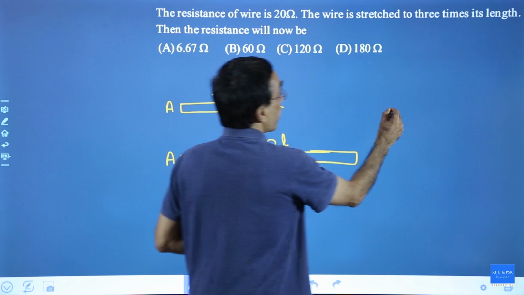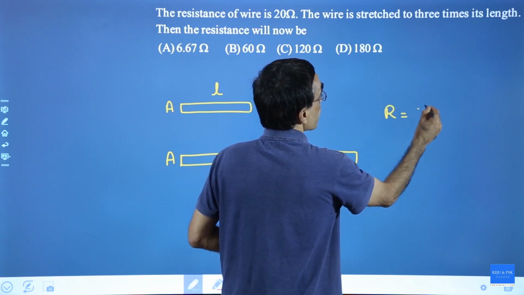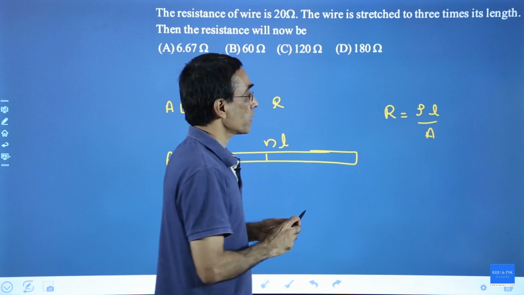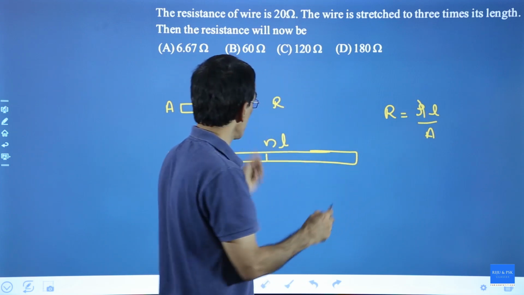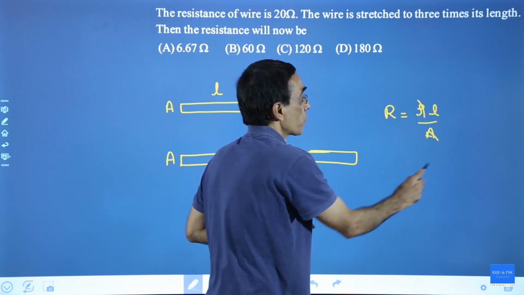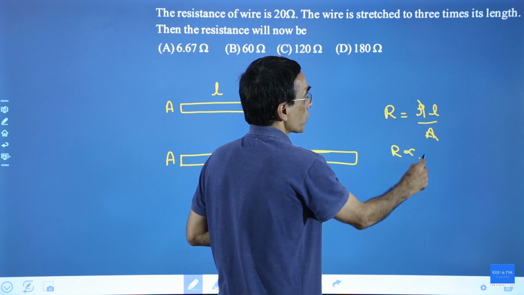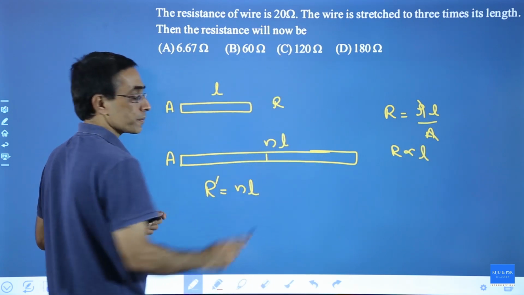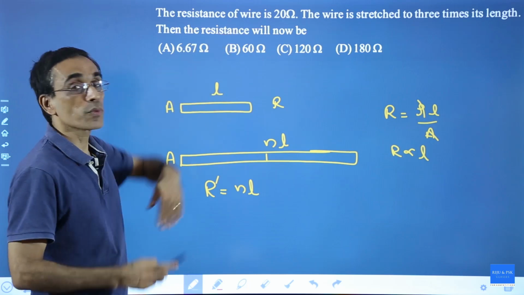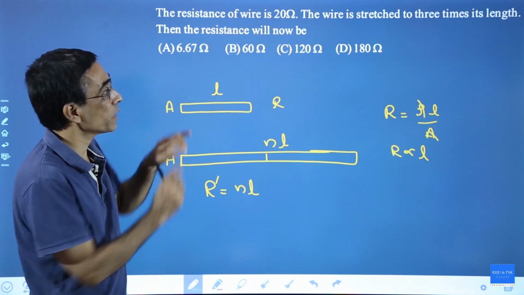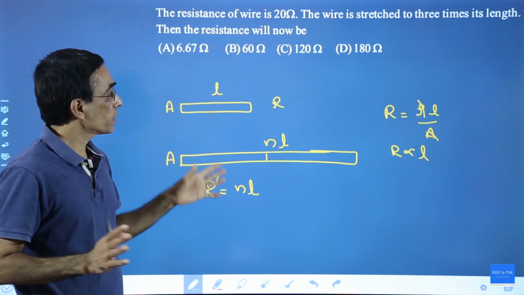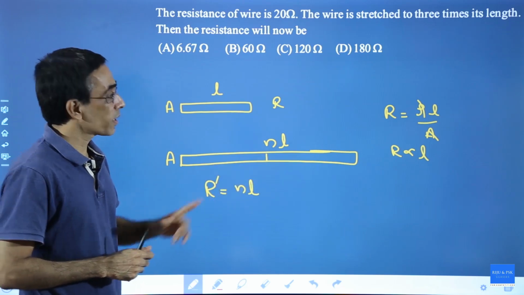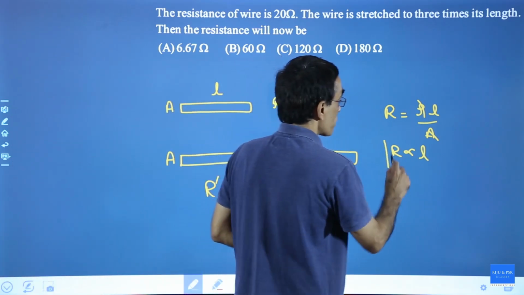See, area remains same, length increases. So we know R is given by rho into L by A. What are the terms constant here? Rho is same for both of them. A is also same for both of them. So R is proportional to L. So we can say R dash is simply N times R. So you do not get confused. Read the question always. If it is stretched 2-3 times, then there is N square R. If it is not, it's N into R. Resistance of a wire is proportional to length.